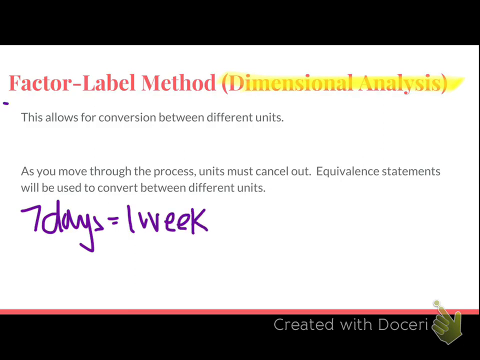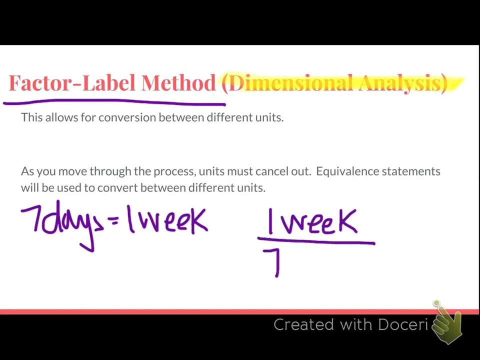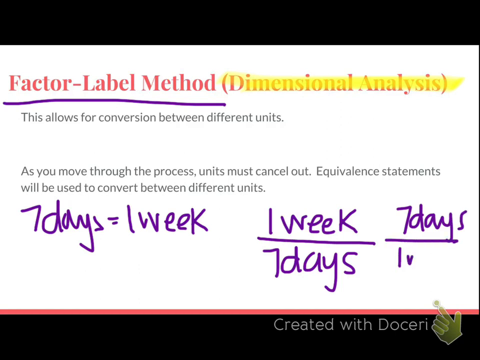Now, when we write it in the factor label method form, we're going to write it like this. We can write it as 1 week over 7 days. So we write it like a fraction, or we could write 7 days over 1 week. We can write it either way. So this is just showing that 1 week is equal to 7 days. This is showing you the same thing. It's just flipped. So we can write it either way.